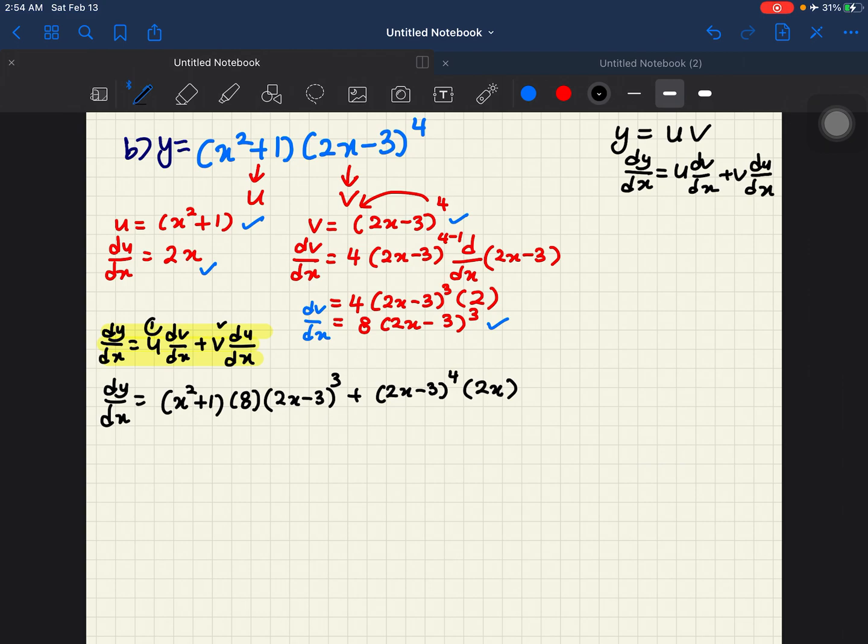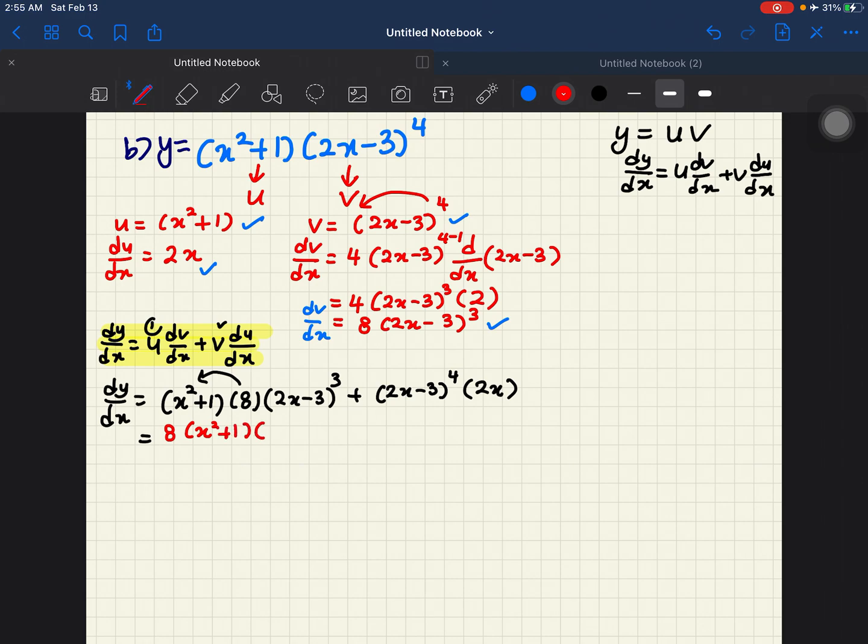So, let's arrange these together. I don't want to expand 8 with x squared plus 1, sorry. And I cannot expand 8 with (2x minus 3) to the power of 3. Why? Because the power is more than 1. So we cannot expand this one, okay? So please bear that in mind. Okay, so I just rearrange it.